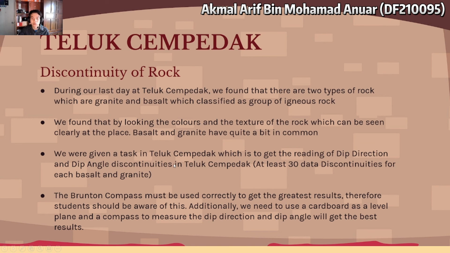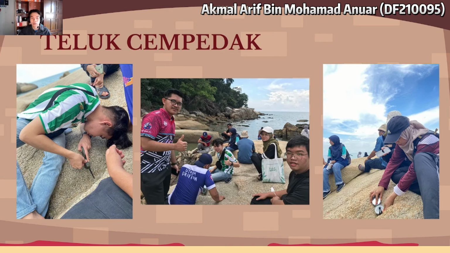So we were given a task in Teluk Cempedak to get the readings of dip direction and dip angle of discontinuities, at least 30 data points for each of basalt and granite. So we use the Brunton compass correctly to get the result. And we need to use a cardboard if possible, because we can get the best result by measuring the direction and dip angle. So this is the activity that we did in Teluk Cempedak, using the Brunton compass to get the dip direction and dip angle.